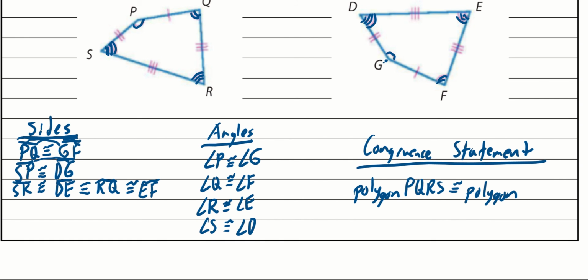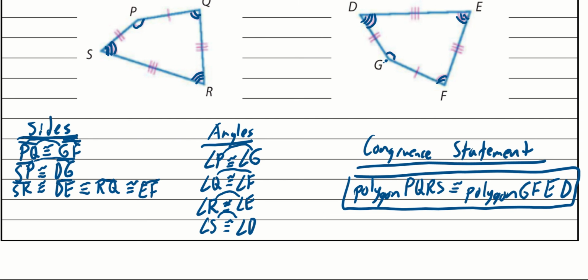And then if I'm looking at the other polygon, I need to make sure that I line up all the letters correctly. So for instance, we said P and G always have to be in the same spot. So if P is the first letter, then G is the first letter in the other shape. Same thing, Q and F have to be in the same spot. So I write F next, and then E, and then D. Very important to order these correctly because otherwise I don't know which points are corresponding and I might get confused. So this is why we have the congruence statement. That's how we name the different corresponding sides and angles.